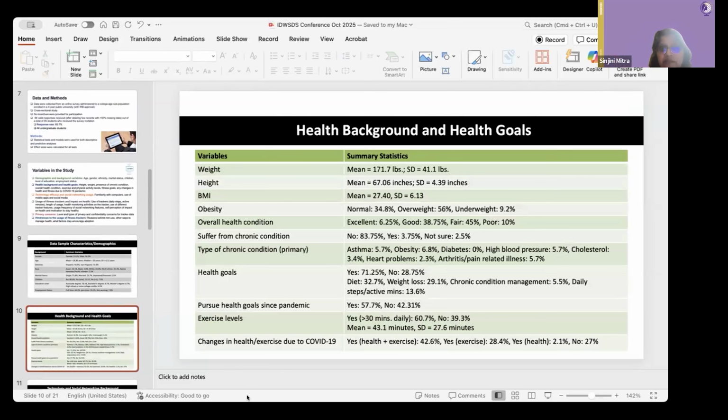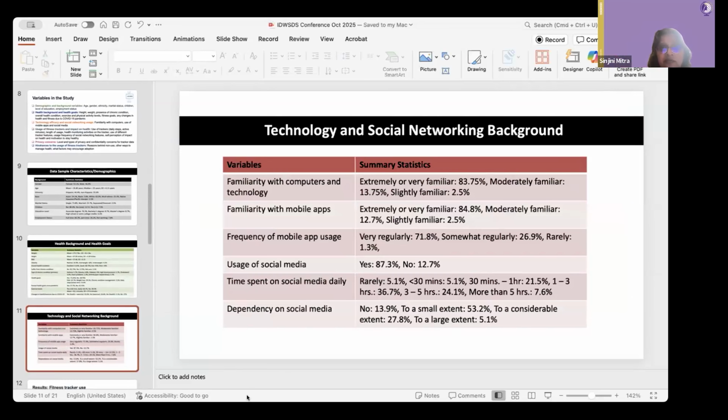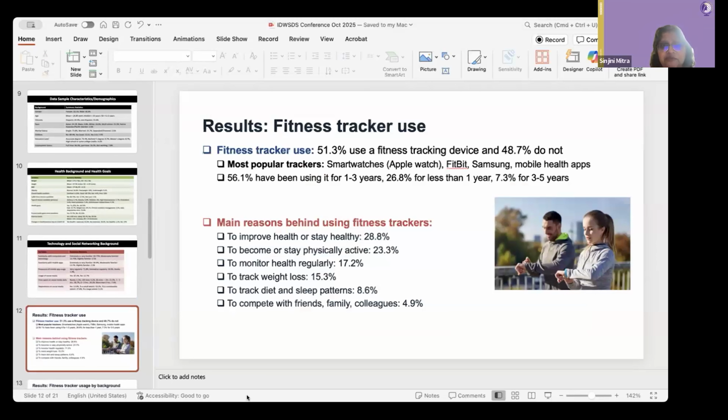So all of these, so health background, health goals, and also technology and social networking background, because you need to sync your device with your phone and then track all of those things. In the beginning, we did a similar study a few years back when the Fitbit was very new, and at that time a lot of students were not even familiar with those things. So it took a while for students to get used to it. But of course, now there are more sophisticated devices and everything. So I'm just going to skip through.